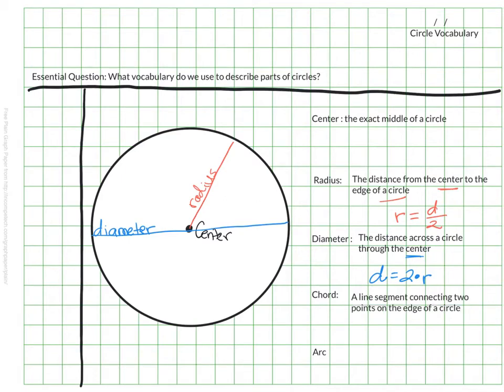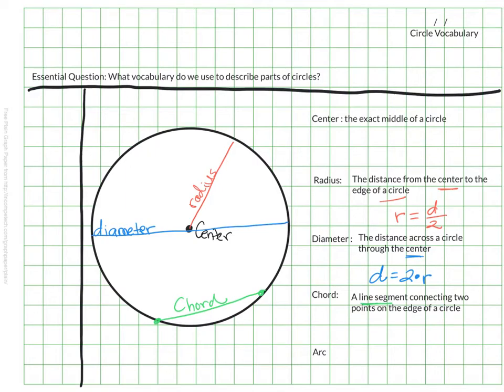A term that might be new is this term chord, and that is any line segment that connects 2 points on the edge of a circle. So for example, from here to here, those are 2 parts of the circle edges. If I connect that, that is a chord. So that might be new for some of us.